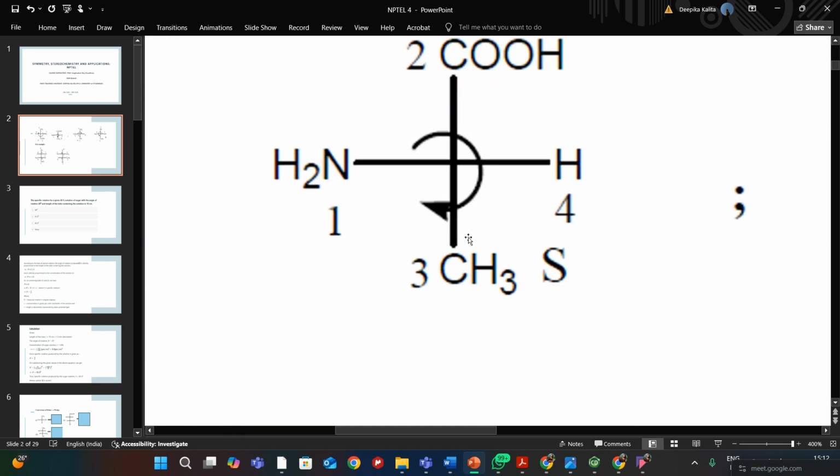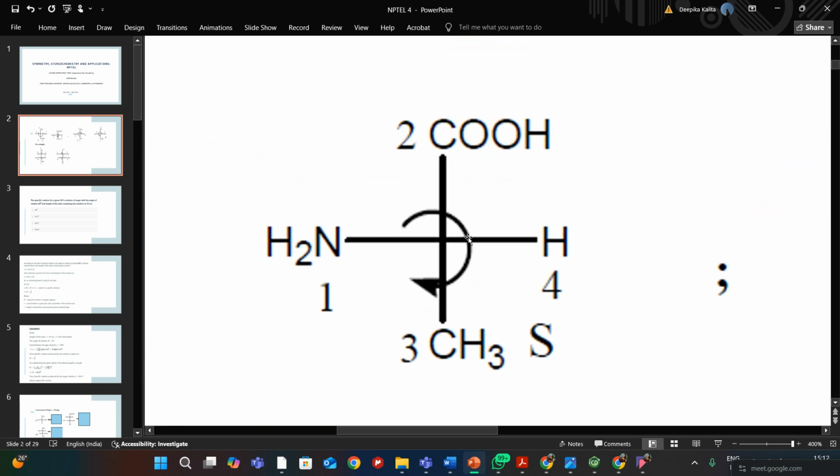So, you can try to solve this example as well. In this one, again, the nitrogen will be given the first priority, carboxylic acid will be given the second priority, methyl will be given third priority, and hydrogen will be given fourth priority. But since again 4th group is on the horizontal line, this nomenclature will be reversed, hence it will not be R but S.